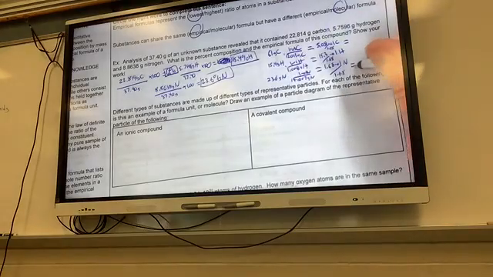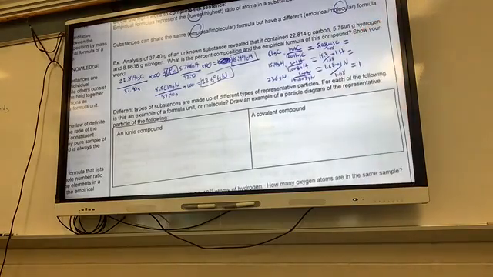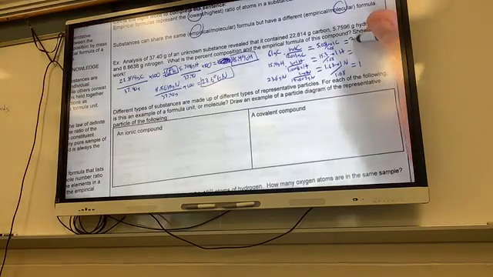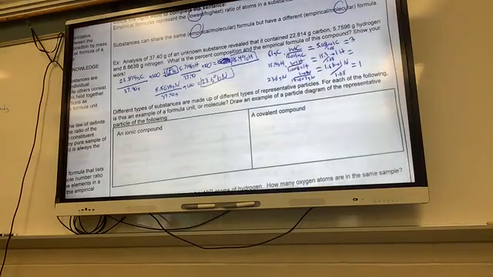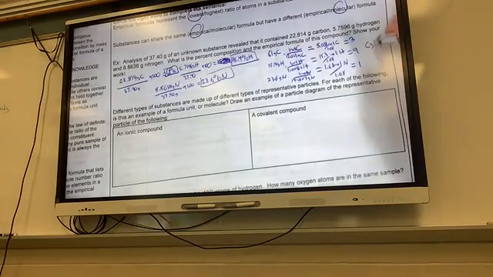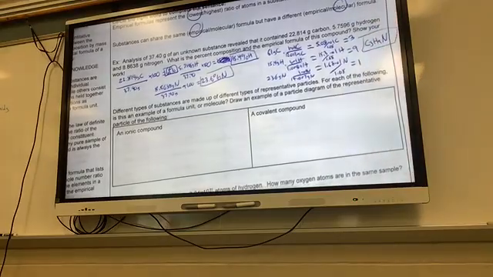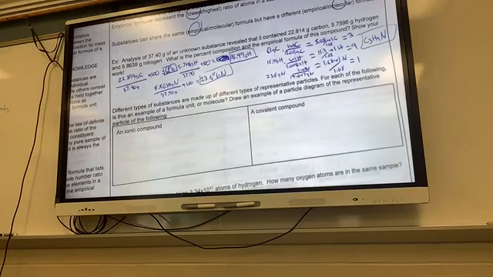This one's going to give me 1. What does your carbon give you? 3. And your hydrogen? 9. So my empirical formula is C3H9N. So there's my empirical formula.